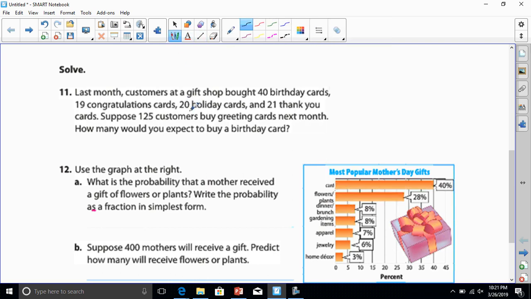And let's go ahead and use that. Remember we said that there were 100 cards total, and 40 of them were birthday cards. We see that we have 125 customers this time. We're trying to find out how many of them will be birthday cards. Remember, this top part here reflects birthday cards, and the bottom is the total cards. So if we cross multiply, we've got 125 times 40, which has to equal 100x.